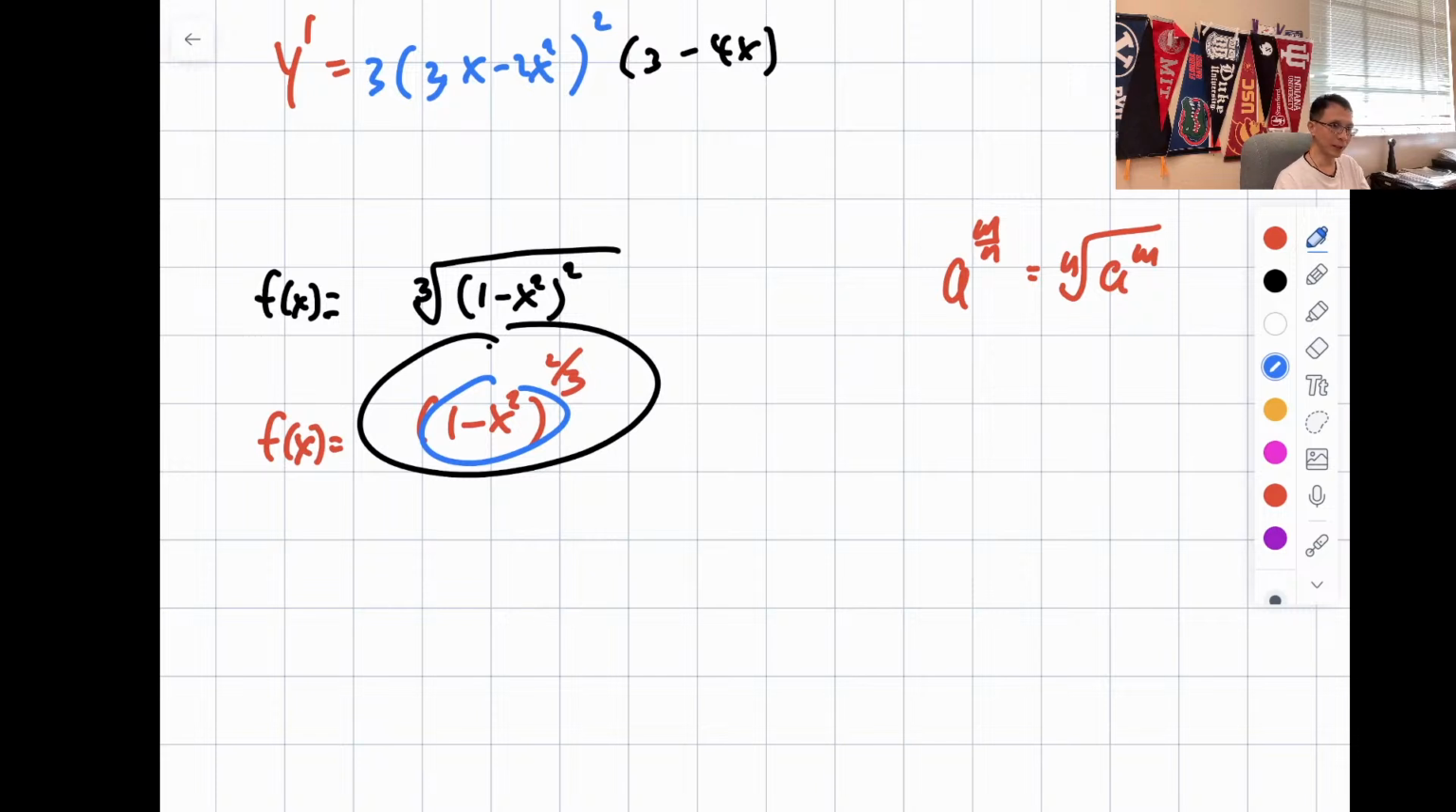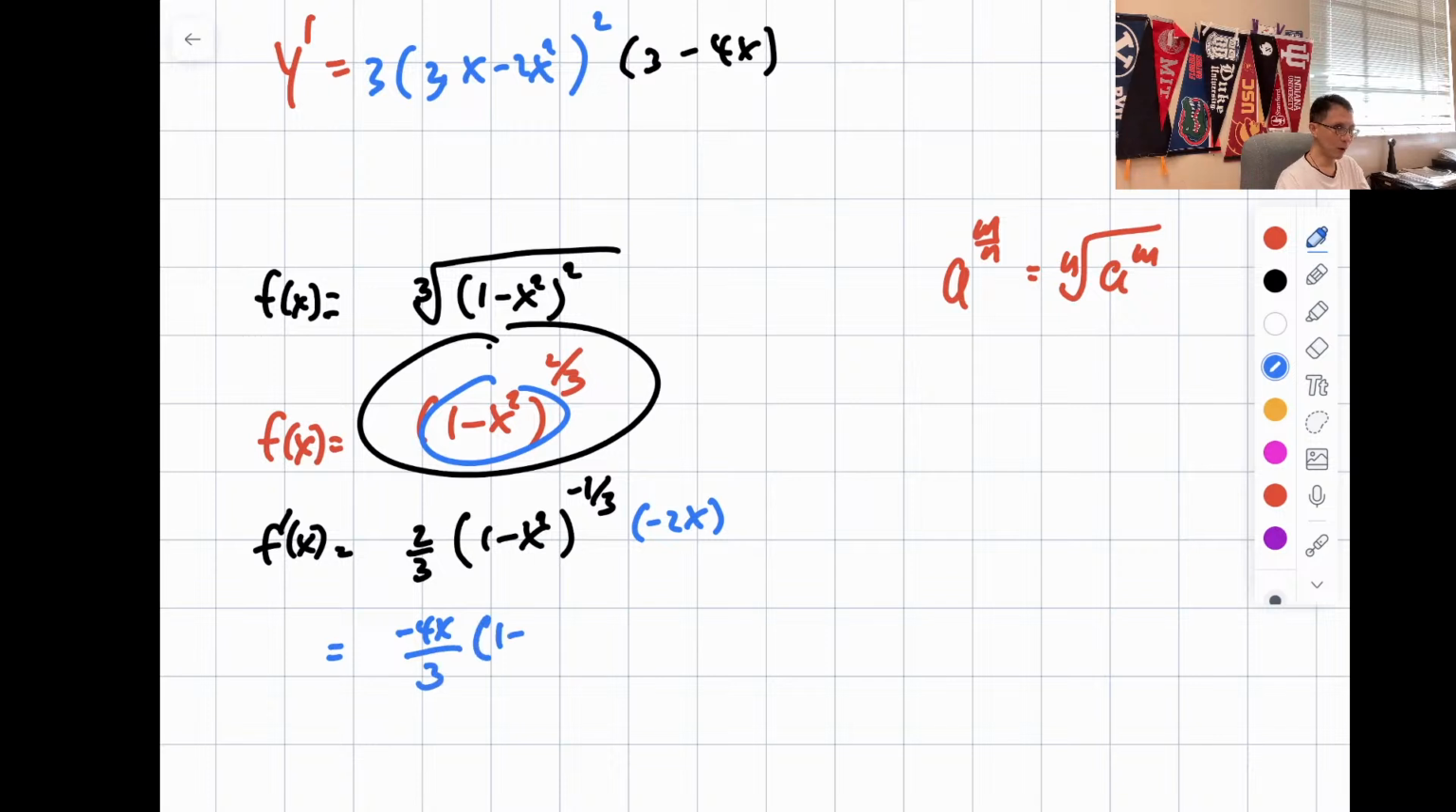And so now I'm going to take a derivative. If I take a derivative, I always remember it's f prime of x. The first layer is going to be 2 thirds of 1 minus x squared to the negative 1 third. The second layer is going to be times negative 2x, the derivative of 1 minus x squared. And then it's going to be negative 4x over 3 times 1 minus x squared to the negative 1 third, or negative 4x over 3 times 1 minus x squared to the 1 third here. And that'll be my final answer.